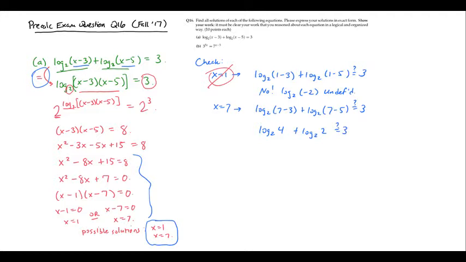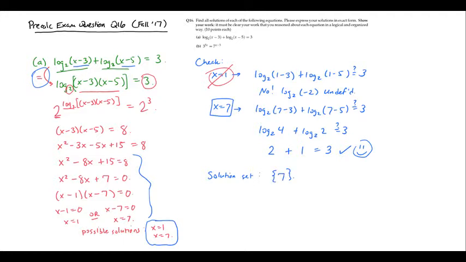Well, log base 2 of 4 is 2 because 2 to the second power is 4. Log base 2 of 2 is 1 because 2 to the 1 power is 2, and that is equal to 3. So yay, that checks out. Okay, so x equals 7 is a solution, and in fact it is the only solution. The solution set is just plain 7, nothing else to it.